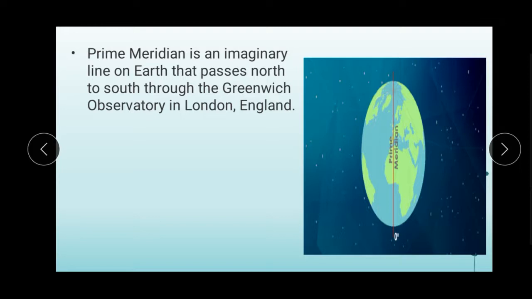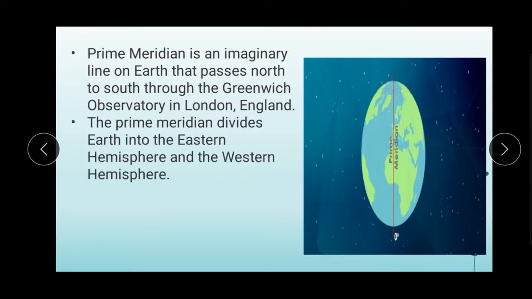In this picture, can you look at where the prime meridian is? Yes, here is the prime meridian. Have you all understood where the prime meridian is? It's here. Next, the prime meridian divides the Earth into two equal halves, the Eastern Hemisphere and the Western Hemisphere. What are the two hemispheres? Eastern Hemisphere and Western Hemisphere.